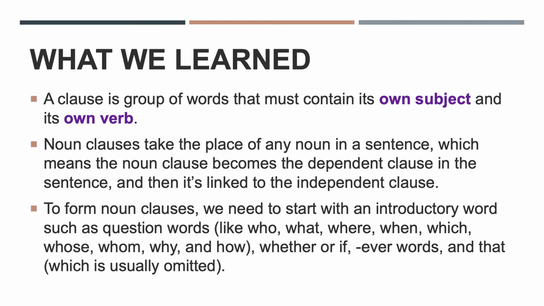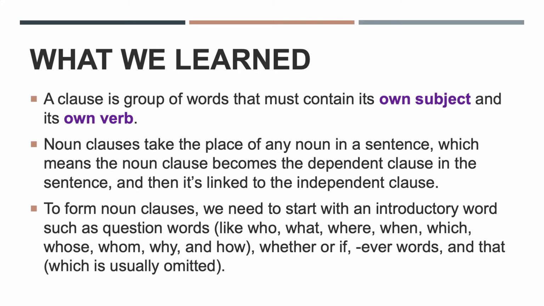To form noun clauses, we need to start with an introductory word, such as question words: who, what, where, when, which, whose, whom, why, and how, whether or if, ever words, and that, which can usually be omitted. Now, keep in mind that some of these introductory words can be used in adjective clauses. They are called relative pronouns or adverbs, so they are not mutually exclusive to noun clauses. They just perform a different role in the sentence.